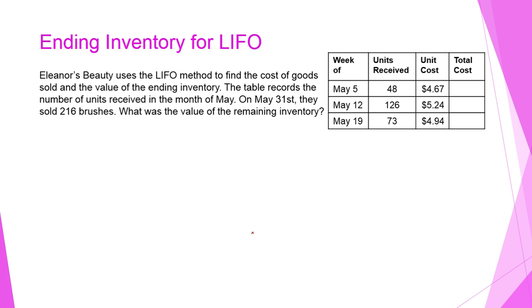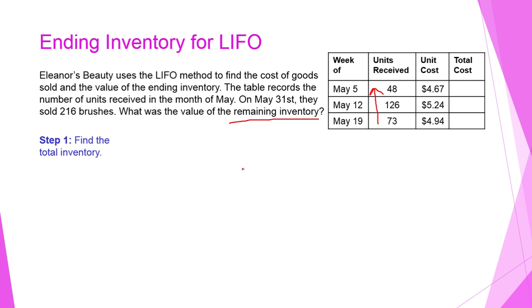Alright, now we're going to do the value of the remaining inventory. Because we are going from bottom up, the items that are left should come from the beginning of the month. So keep that in mind. If we're doing last in, first out, the remaining inventory should come from the beginning of the month. So same thing as what we did earlier with the FIFO.